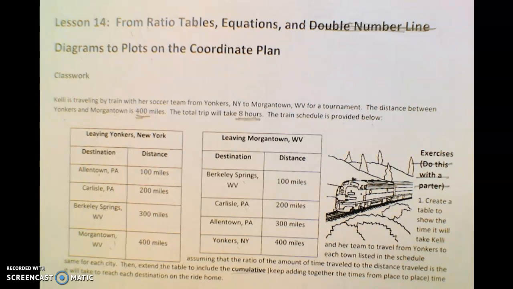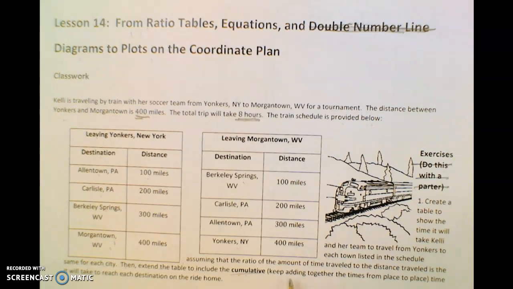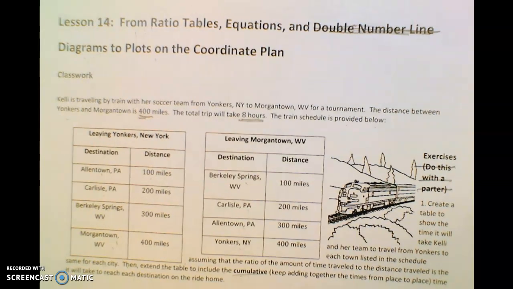So like if this takes an hour and then you go to the next city and that takes an hour, now you've done 2 hours. And the next city takes another hour, now you've done 3 hours. So it just keeps adding on. So include the cumulative, keep adding together the times from place to place, time it will take to reach each destination on the ride home.